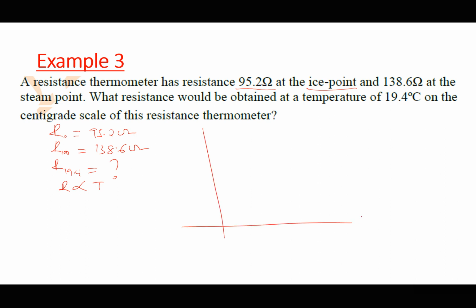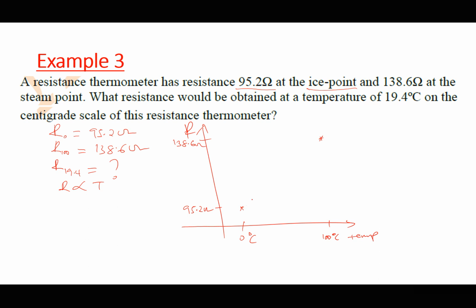If I sketch a graph for guidance rather than cramming a formula, at 0 degrees Celsius, let's say the resistance is 95.2 in ohms. This is resistance against temperature. So we have a point here for 0 degrees Celsius. Then at 100 degrees Celsius, that is at steam point, let's say the resistance has been given as 138.6 ohms. So let's say the point is somewhere here when I plot.